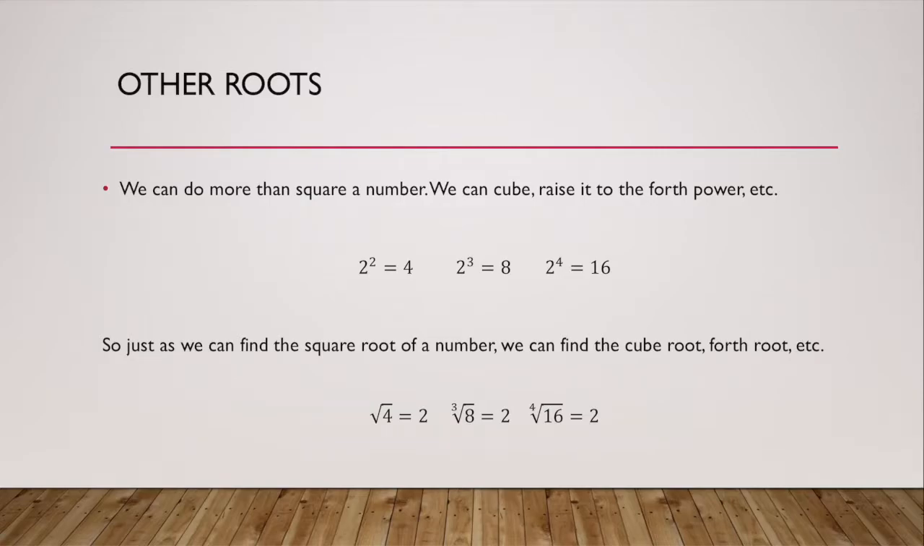It might be nice to know that we can find other roots. We can take other radicals. Since we can do more than square a number, right? We can square a number, cube a number, raise it to a fourth power. So can we take a cube root and a fourth root, etc.? 2 cubed is 8, so the cube root of 8 is 2. 2 to the fourth is 16, so the fourth root of 16 is 2 as well.